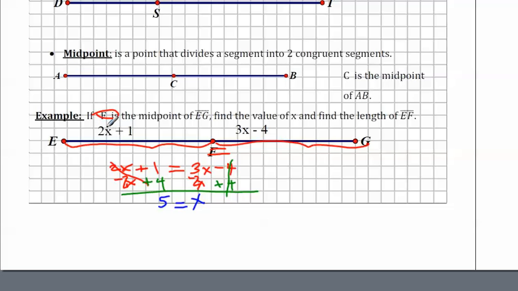So I need to go double check my work. 2 times 5 is 10. 10 plus 1 is 11. 3 times 5 is 15. 15 minus 4 is 11. Are these two equal to each other? Yes. So that means this was a midpoint and we did our math correctly. Okay, so remember, we can measure by counting spaces if we're on a number line. In segment addition, we add two segments together to equal the total. And then in a midpoint, you set the two pieces equal to each other and you solve that way.